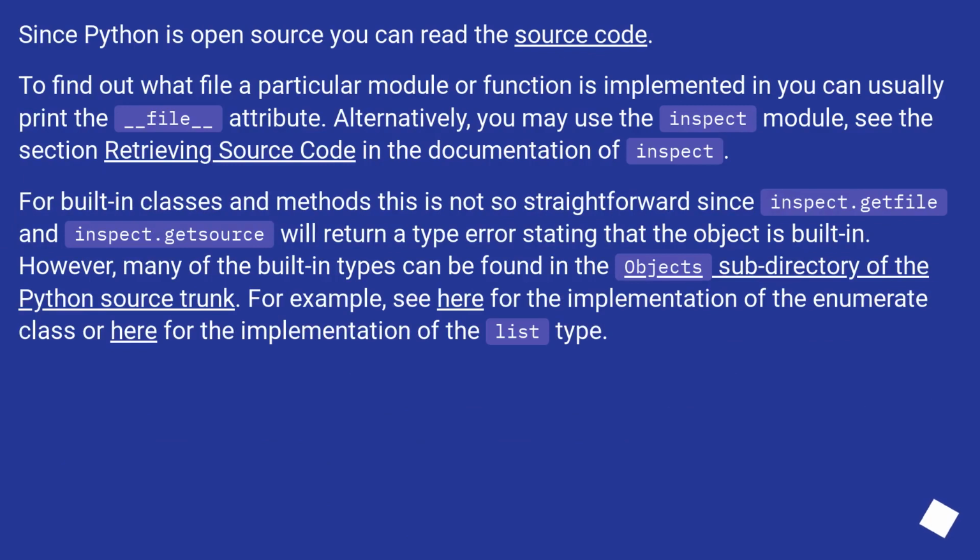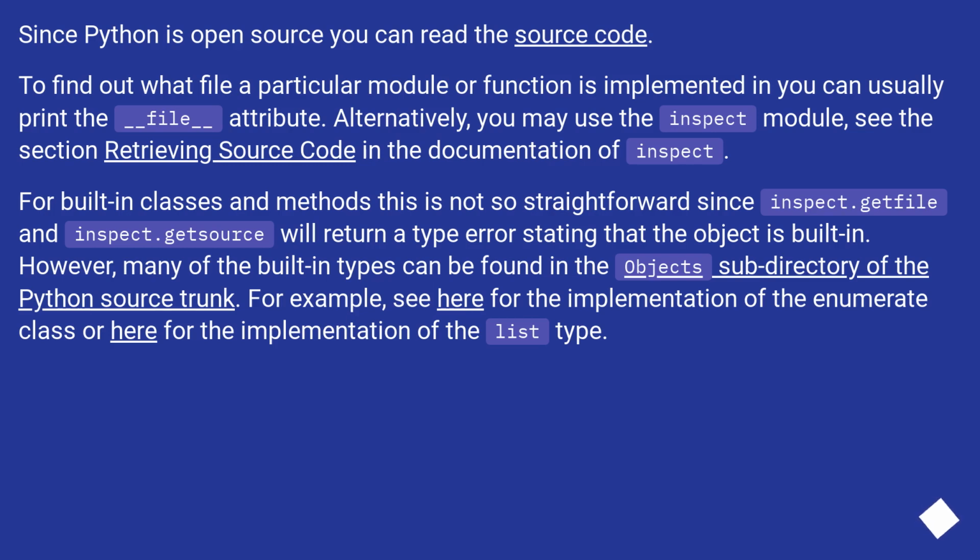Since Python is open source, you can read the source code. To find out what file a particular module or function is implemented in, you can usually print the __file__ attribute. Alternatively, you may use the inspect module. See the section "Retrieving source code" in the documentation of inspect.